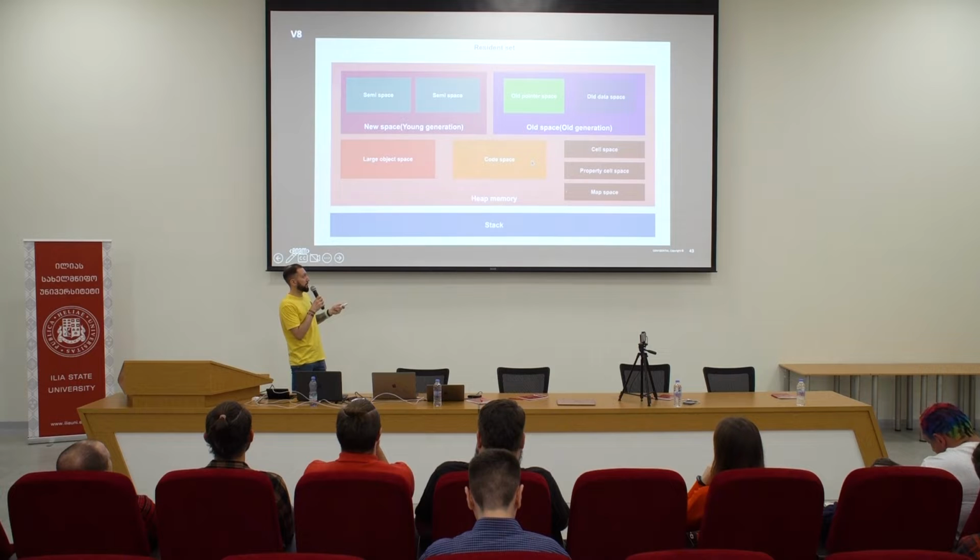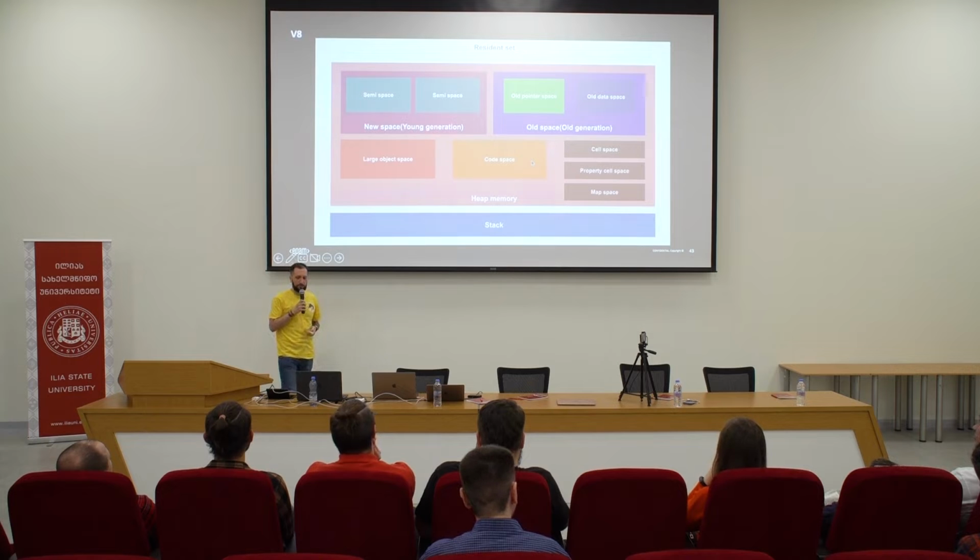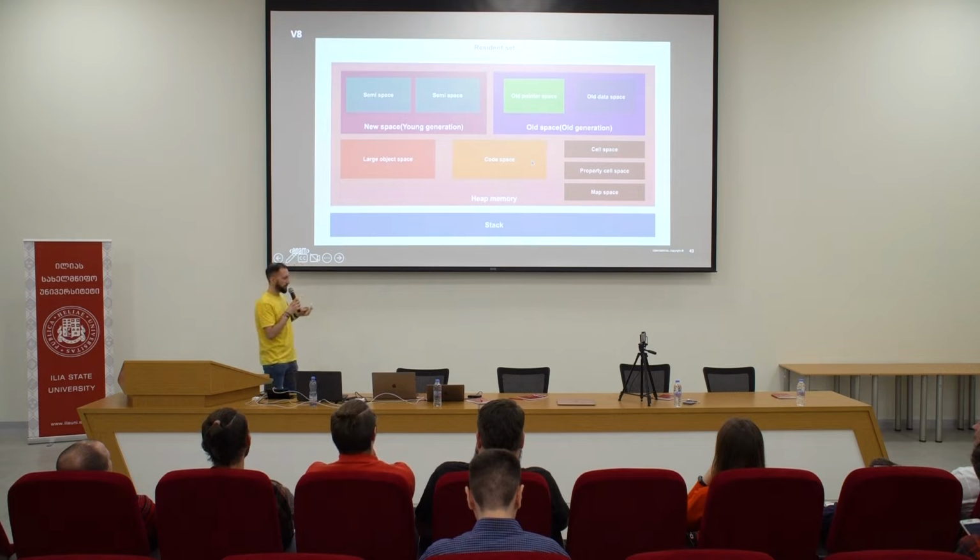And those three areas, cell space, property cell space, and map space, are for internal use. They contain descriptions of your classes, of your objects, templates of them, and so on and so on. And the last thing I forgot to mention: our old pointer space can have links into our young generation.